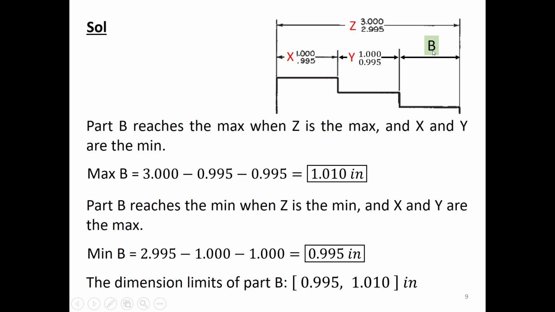And B is going to be the smallest when Z is the minimum and X and Y are the maximum. So the minimum size of B is going to be when Z is the minimum, which is 2.995, subtract the max X and Y, which are both 1, and this is the answer. And the dimension limits of part B is between 0.995 and 1.010 inch.